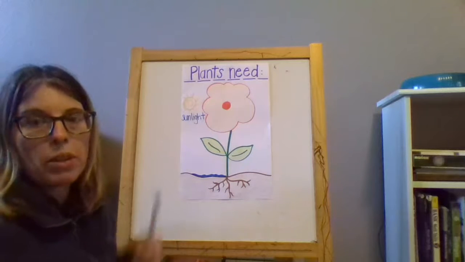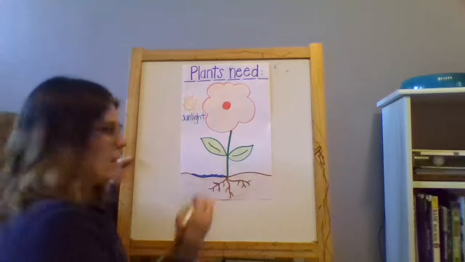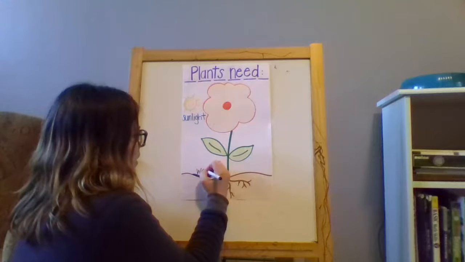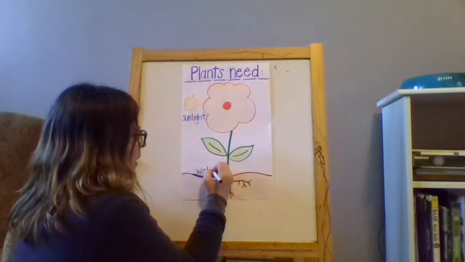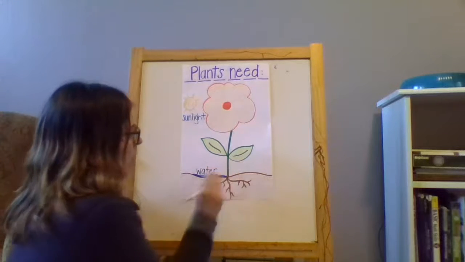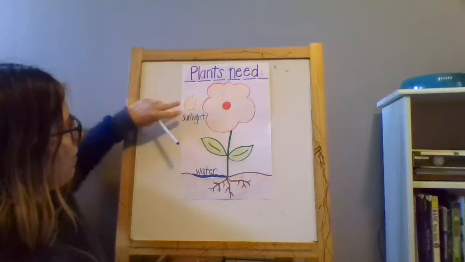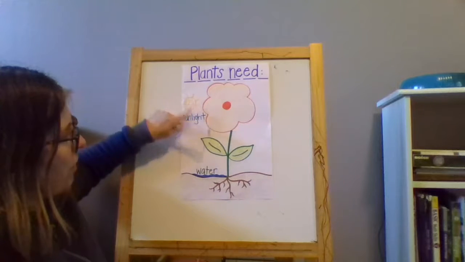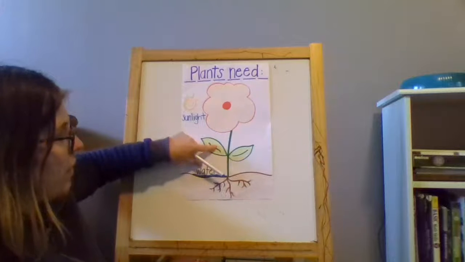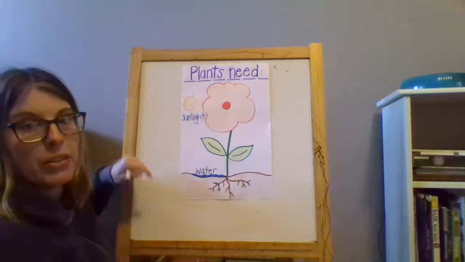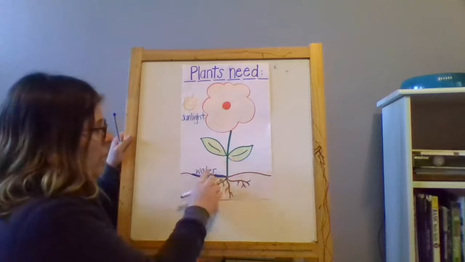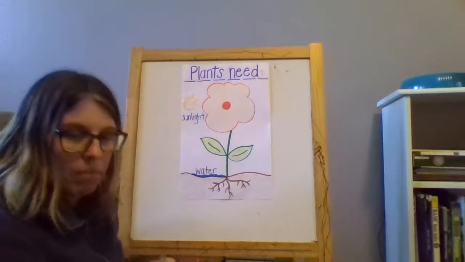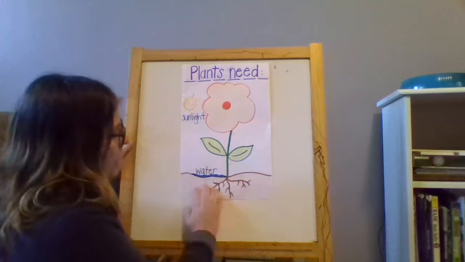What letter does water start with? Yeah, water. W-A-T-E-R. Water. So far we have plants need sunlight, where they use that sunlight, the energy from the sun, in their leaves, and they turn that into a sugar that they use for food. Down here, they need water. So sunlight, water. What about this down here?